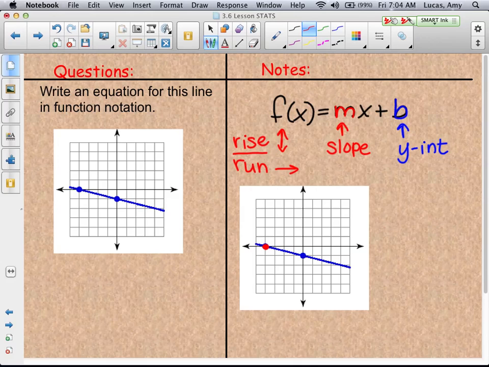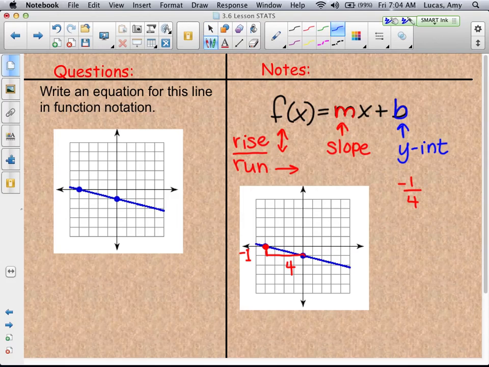So, am I going to need to rise up or down to get to the point on the right? I'm going to have to go down. Down 1 to be exact. So my rise is -1 because I went down 1. And then my run to the right, I need to go over 4. So my slope is -1 over 4, or -1/4.